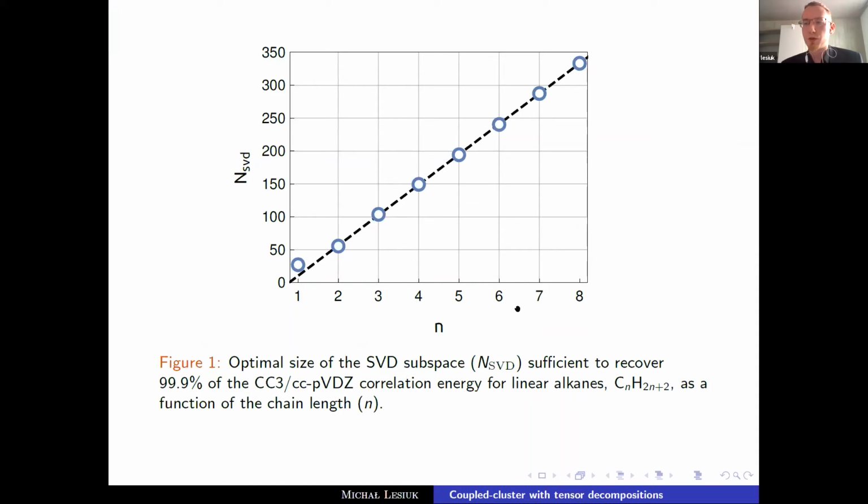This graph is for linear alkanes, so n equal 1 is methane, n equal 2 is ethane, propane, and so forth. And this is on the horizontal axis. On the vertical axis, you see the size of the SVD subspace that you need to obtain 99.9% of the CC3, in this case, correlation energy. So as you can see, the size of the SVD subspace very quickly becomes linearly related to the system size. So in this case, the system size is just the length of the chain, so the number of carbon atoms.